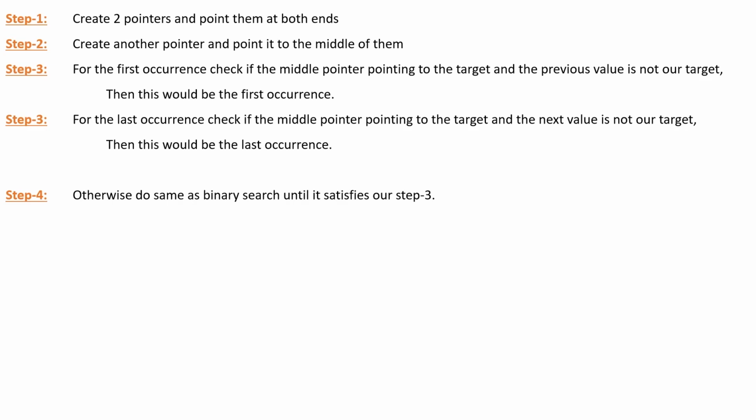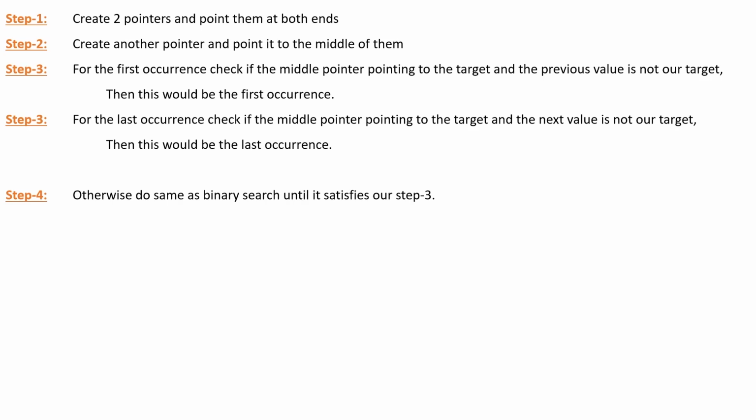And for checking the last occurrence, we have to check if the middle pointer is pointing to the target and the next value is not our target, then that index would be our last occurred index. Otherwise, we have to do same as binary search for both the cases. And we have to do it until it satisfies our step 3.